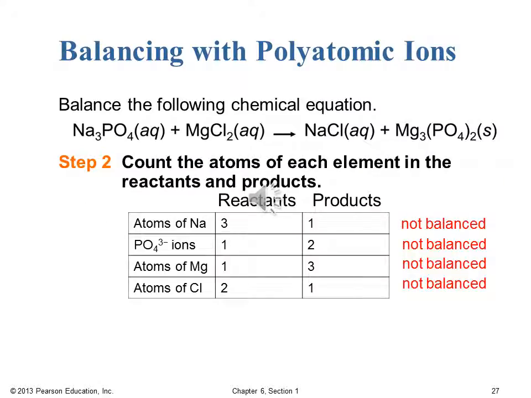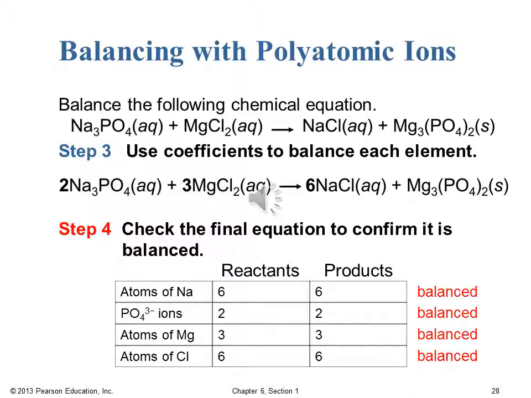Okay, here in step two, we're counting the atoms of each element in the reactants and the products. So on the left-hand side, we have 3 atoms of sodium, actually ions of sodium, one unit of the phosphate ion, 1 atom, or actually ion, of magnesium, and 2 atoms, actually ions, of chloride. On the product side, as we said, the sodium, we just have now 1. The phosphate, we now have 2 units. The magnesium, we now have 3 units. And the chloride, we have just 1 unit. So none of these are balanced in this equation. In the original equation, we did end up with some balance. But here, starting from our steps, we have nobody balanced so far.